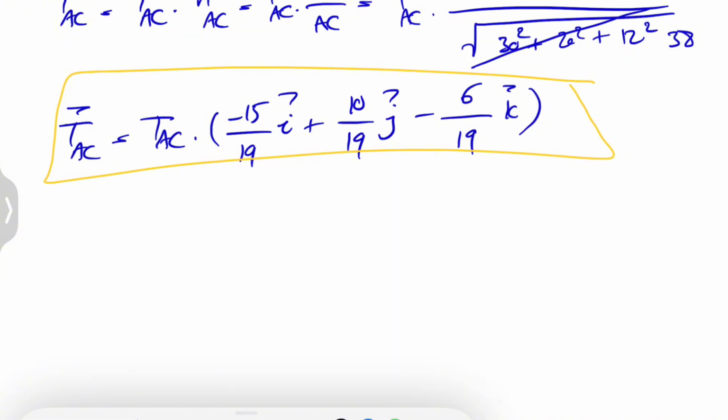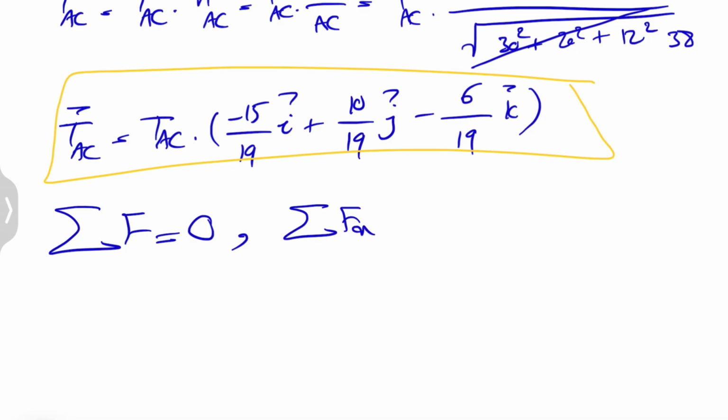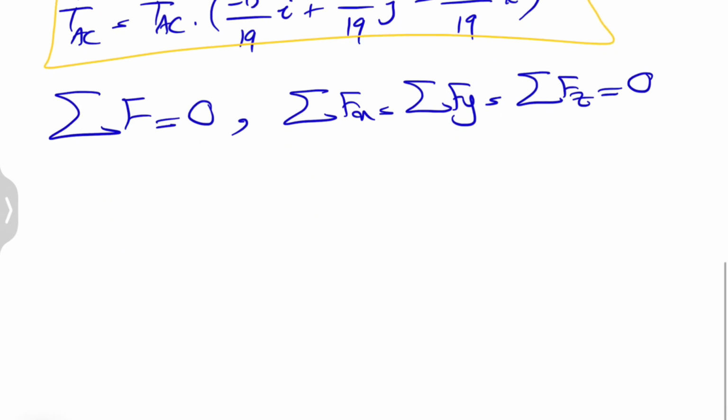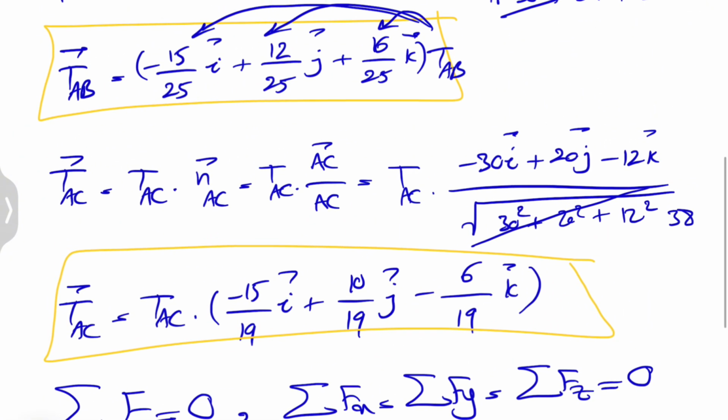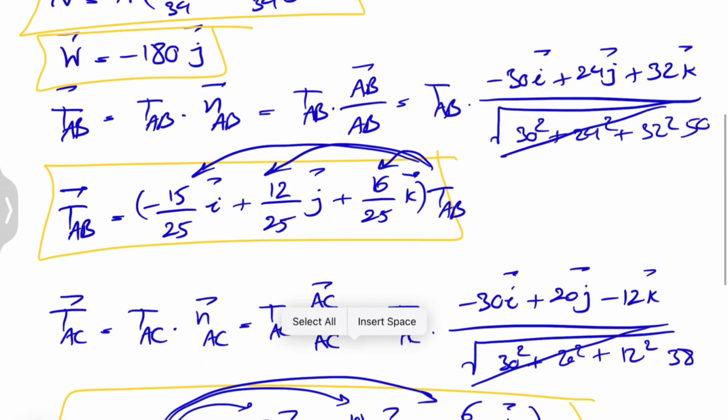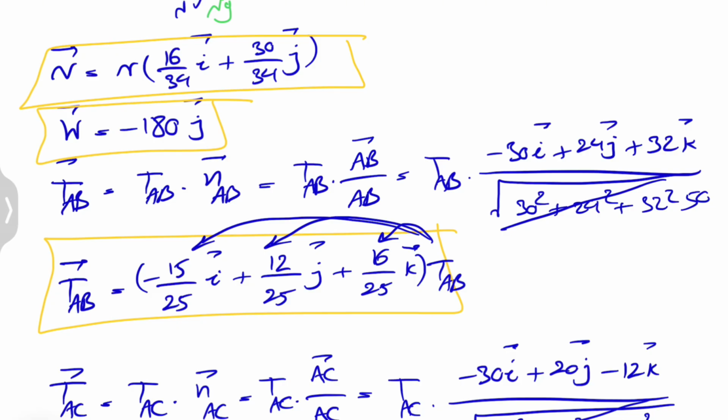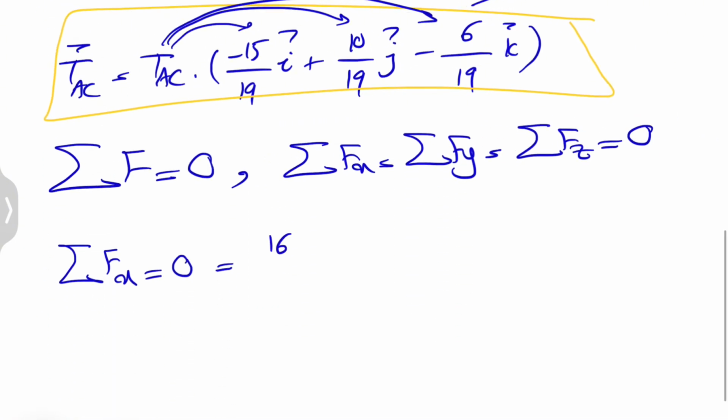So as I mentioned, we are in equilibrium. Sum of all forces equal to 0, which means we can do this for x, we can do this for y, and we can do this for z. So let's start with the x. So we're going to go to each of these and find the x component if they have. Again, keep in mind that we need to multiply this into each of them. So the first one is our n. Same thing, we have 16 over 34. That's our first one, 16 over 34n.